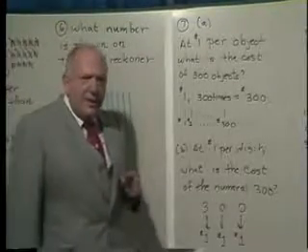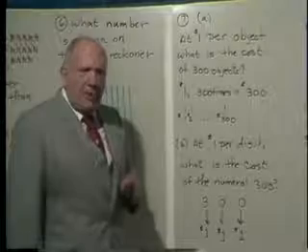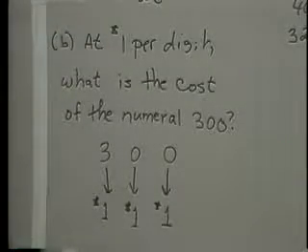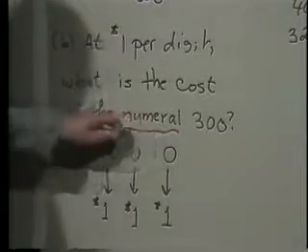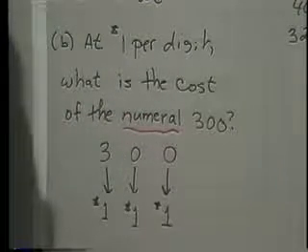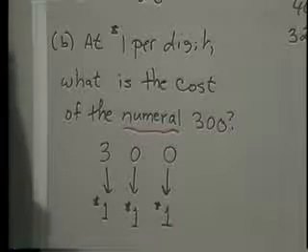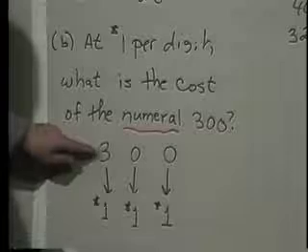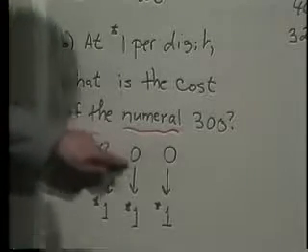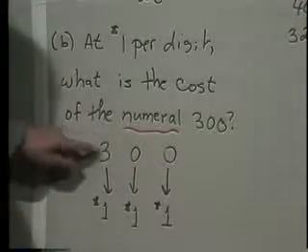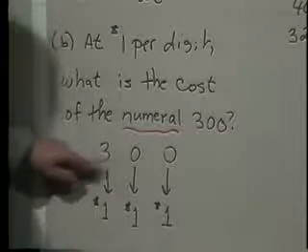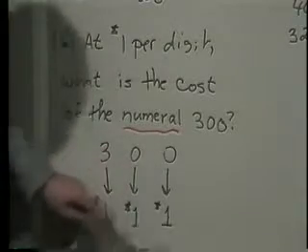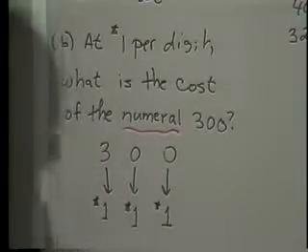Now, Part B sounds almost the same, but it's significantly different. Part B says at $1 per digit, what is the cost of the numeral 300? See, Part A was a number problem. Part B is a numeral problem. You see, the numeral 300 consists of 3 separate digits, a 3, a 0, and another 0. And what happens over here is what? Each digit is costing you $1. So the 3 is costing you $1, the 0 is costing you $1, this 0 is costing you $1.